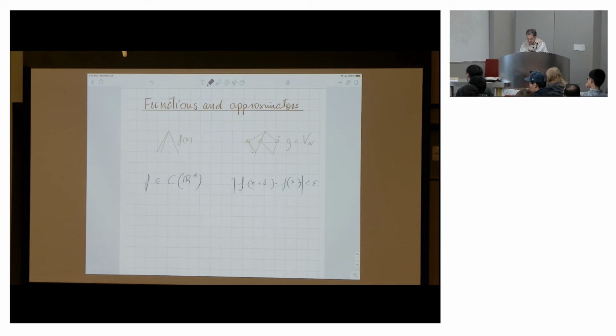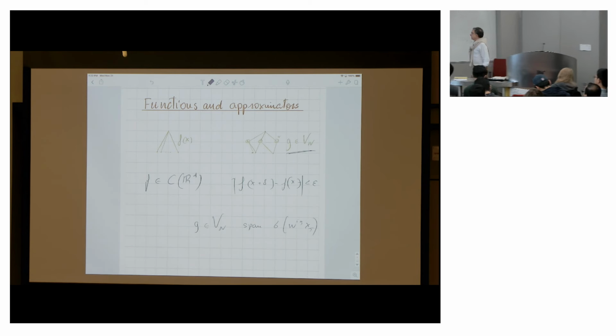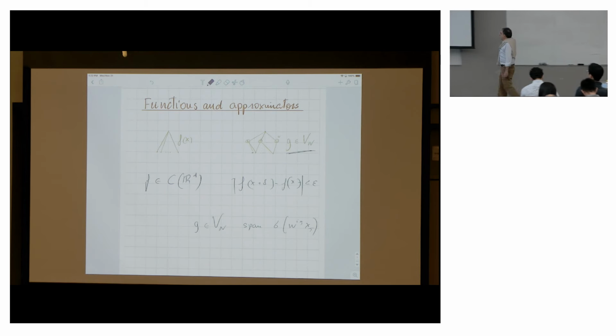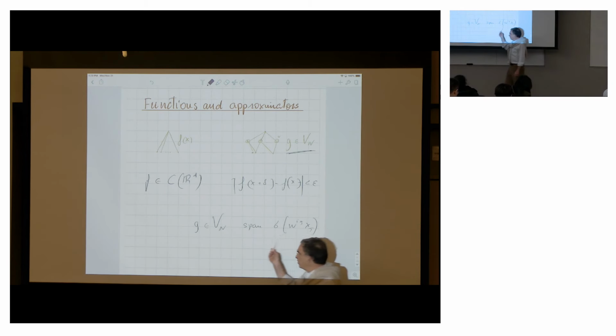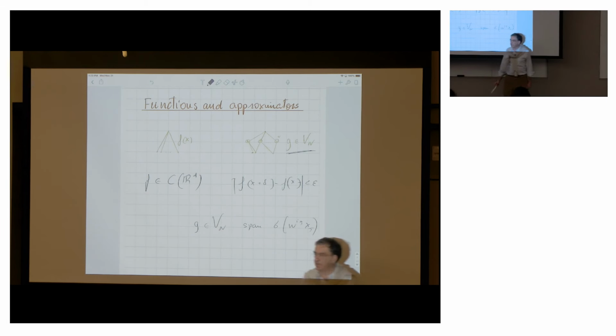And here I have to say, for instance, that my networks will be some g in a space of, let's call it the span of sigma of w_ij x_j, say. So this means that I look for networks that are linear combinations of ReLUs, and I have n hidden units.